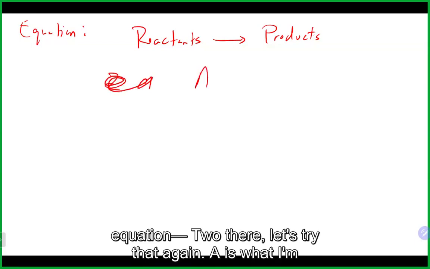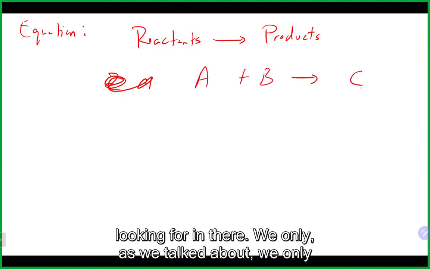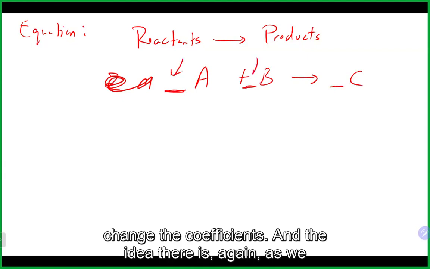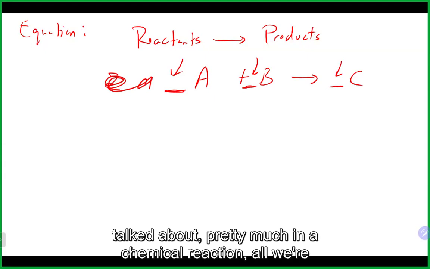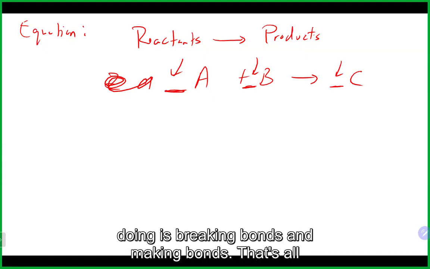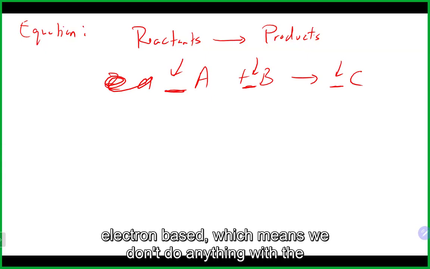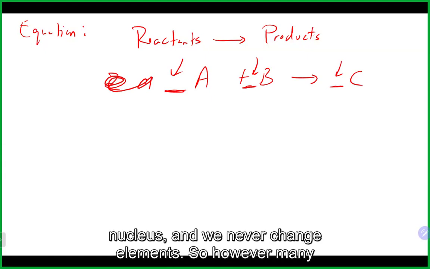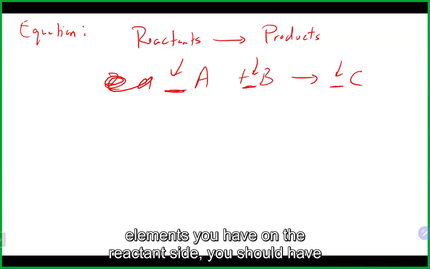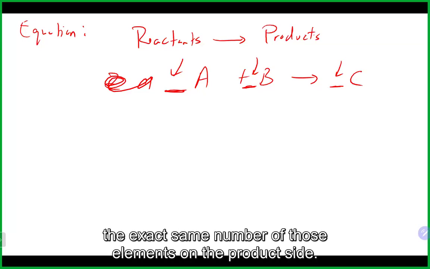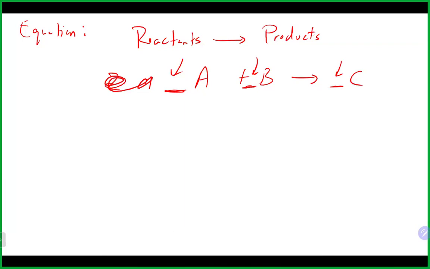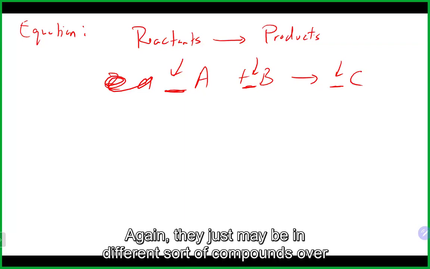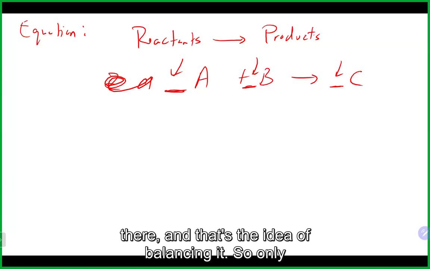And remember that when we balance an equation, we only change the coefficients. The idea, as we talked about, is that in a chemical reaction all we're doing is breaking bonds and making bonds. That's all electron based, which means we don't do anything with the nucleus, and we never change elements. However many of each element you have on the reactant side, you should have the exact same number of those elements on the product side. They just may be in different compounds over there. That's the idea of balancing it.